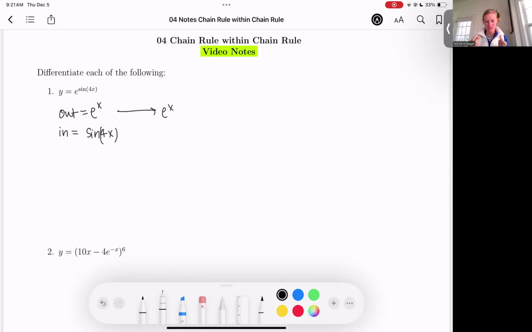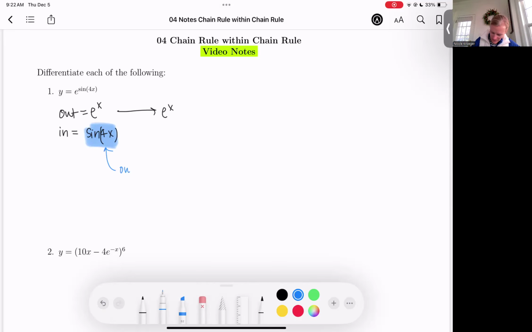When I try to take the derivative of sine of 4x, I have a function inside of a function because 4x is itself a function. So I'm going to need to do the chain rule again. So let me kind of highlight this. We'll do this in a different color. So I'm going to do the chain rule just on the sine of 4x piece.